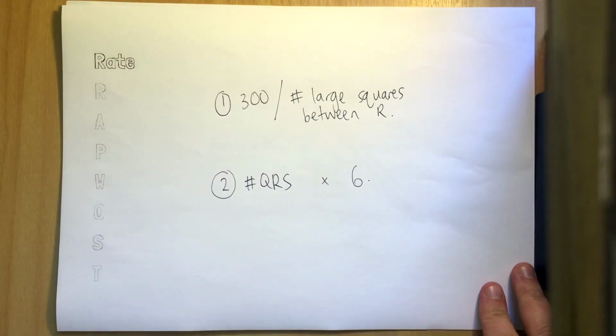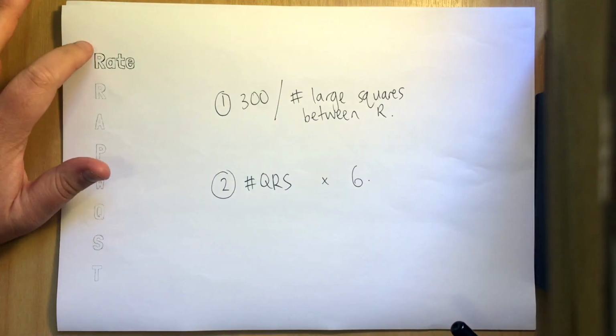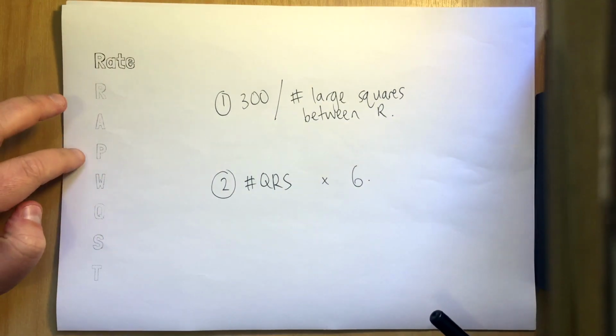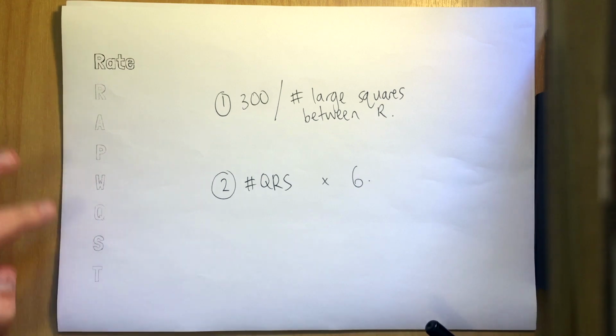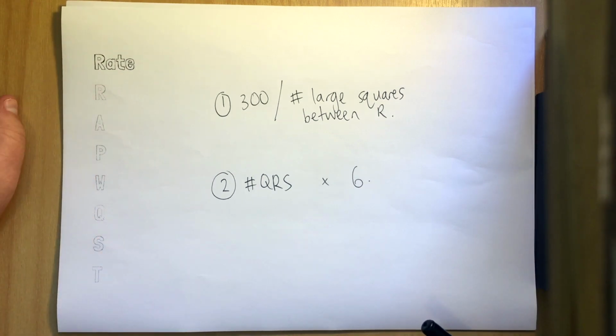So far we've talked about our system for interpreting ECG, RRAPWQST. We're really going to get that into our heads. And we've also talked about the first R, which was rate, and we've talked about 2 methods of determining the rate, or 3 methods. One of them, read it off the interpretation at the top.